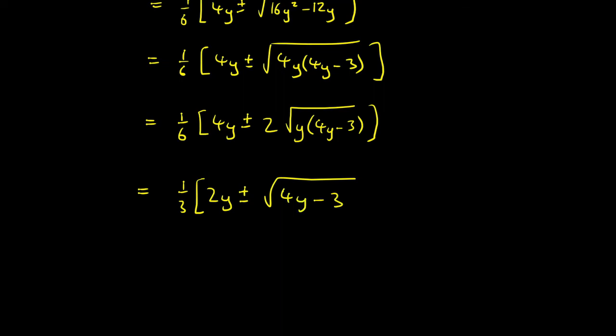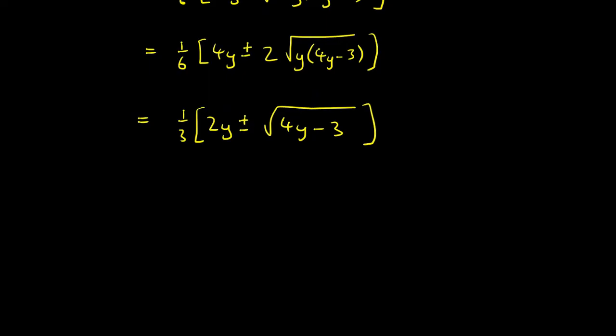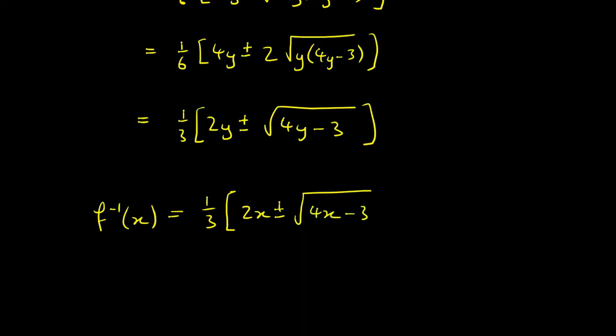y times 4y minus 3. Okay? And that means we can now write our inverse function f inverse of x as being equal to a third of 2x plus or minus the square root of x times 4x minus 3, because in the end, I just replaced the y with the x, right? Because we defined the inputs, the inverse function as being x as well.